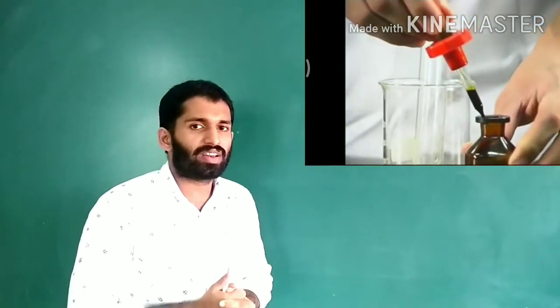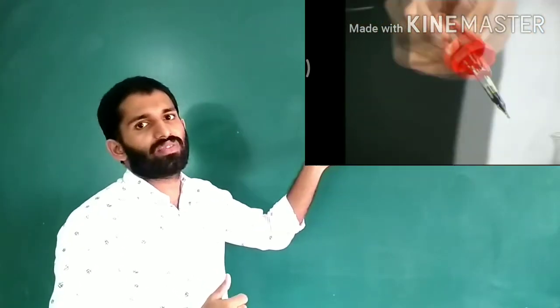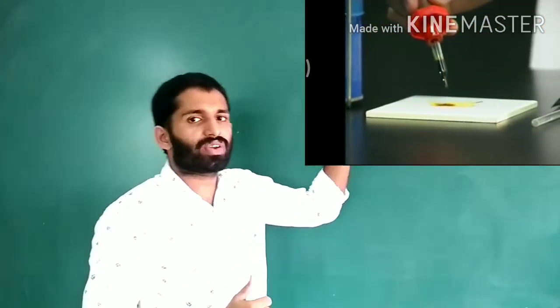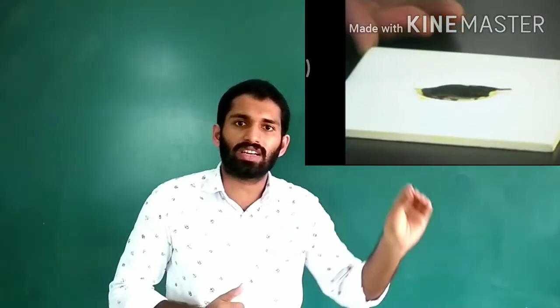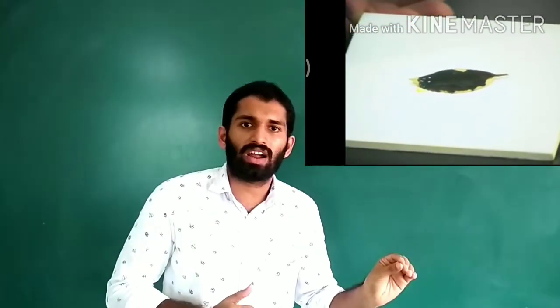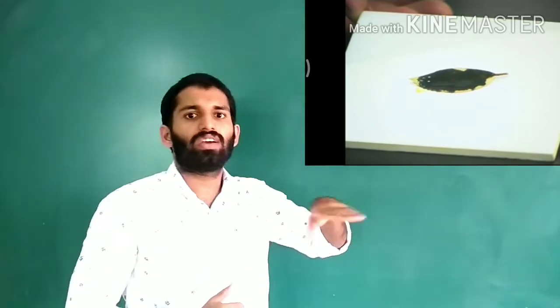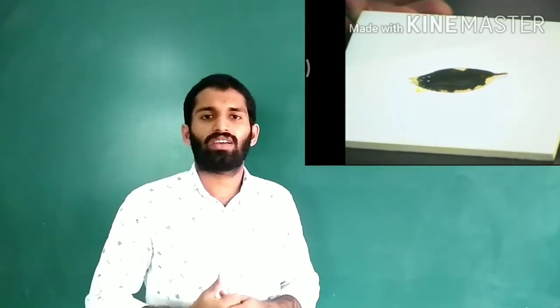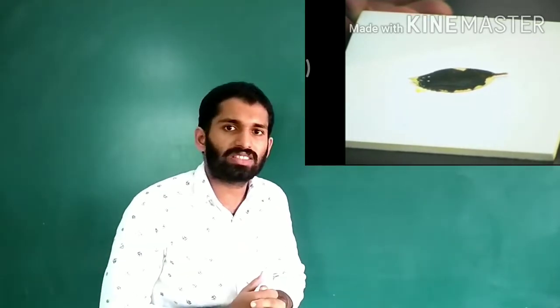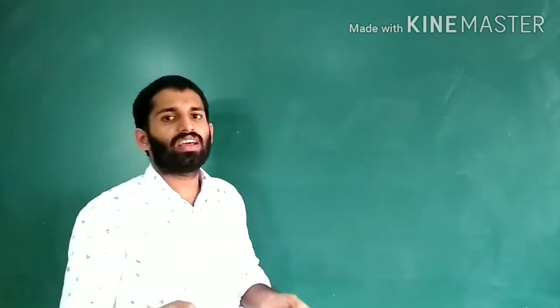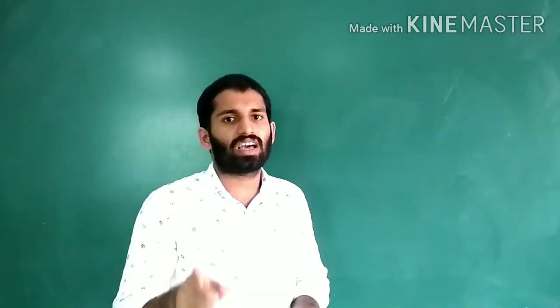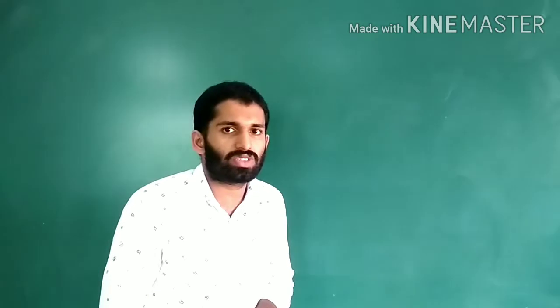Then what will happen? You should check what is happening. You can see that the leaf turned blue-black in color. The whole leaf turns blue-black. What does that mean? It means that the leaf contains starch. So, did you understand the first experiment?